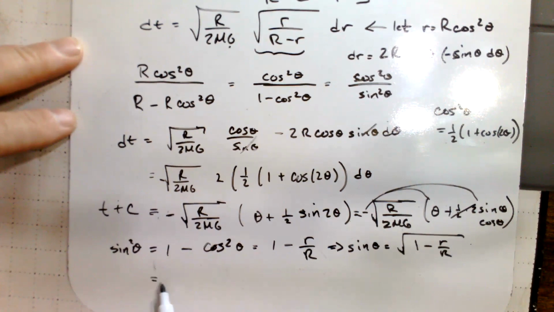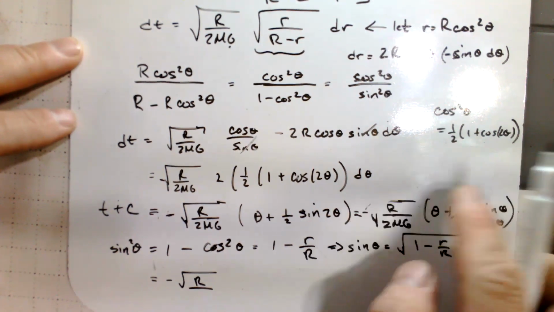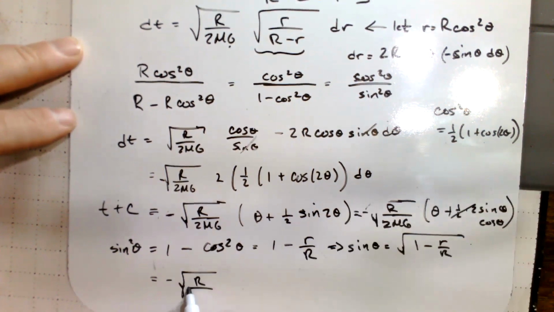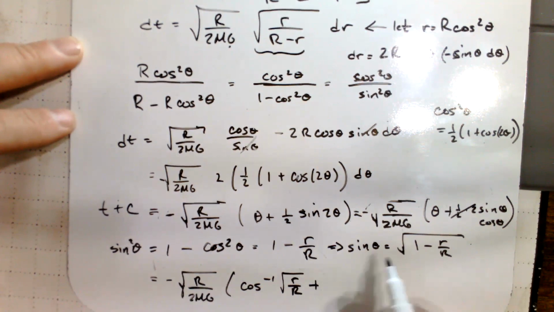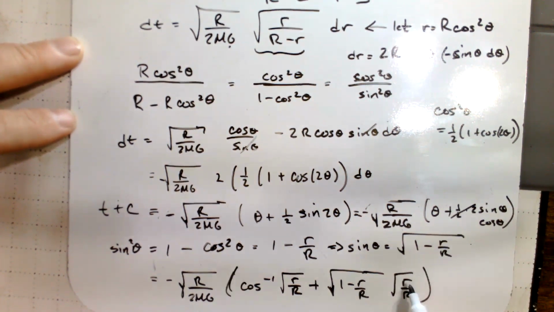So we have that this is negative the square root of r. I'm not going to distribute this. I might be able to absorb the negative in there, but it looks like I won't. So I have cosine inverse, or arc cosine, of the square root of r over capital R, and then plus sine, which is the square root of 1 minus r over capital R, and then times cosine, which is the square root of r over R. Let's see, looks like I can distribute that through.